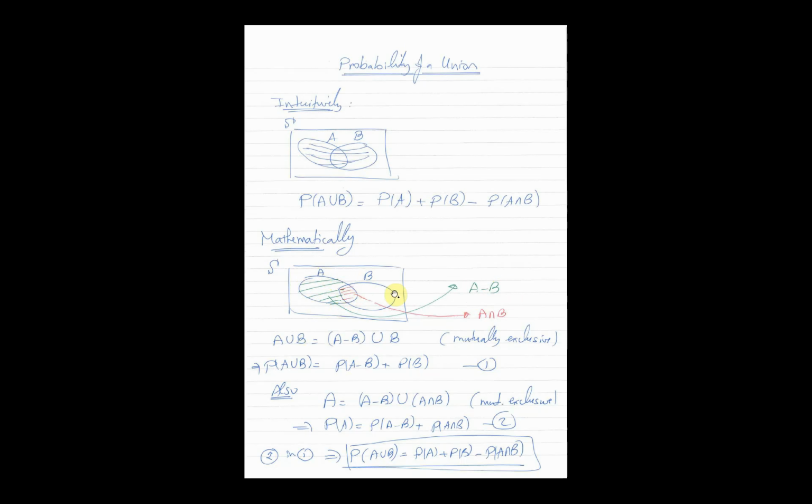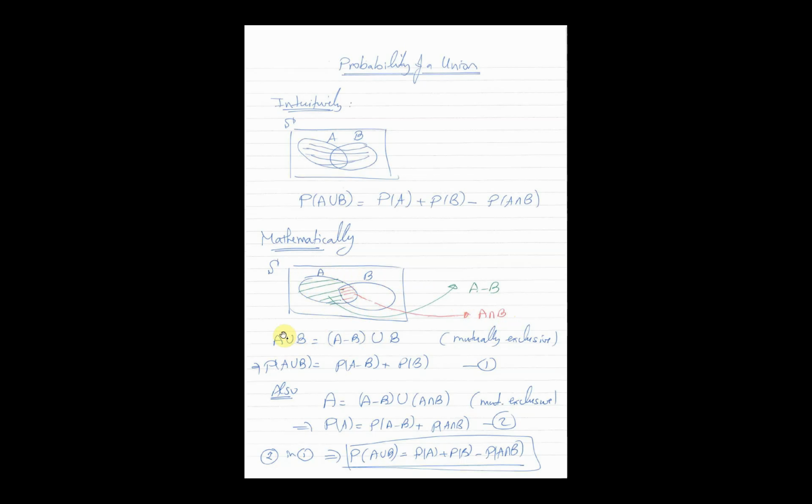A union B contains everything, as we know. How can we express A union B? Isn't it true that A union B is A minus B, that green area, which is A minus B, union with B itself? Do you see the B circle? If we do a union with the green area, it gives us A union B.